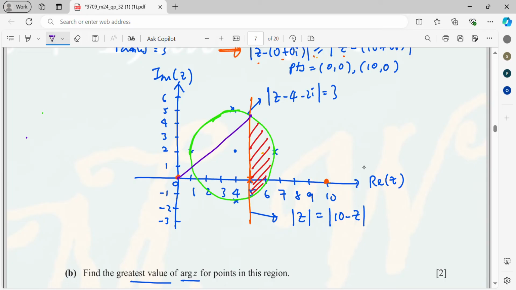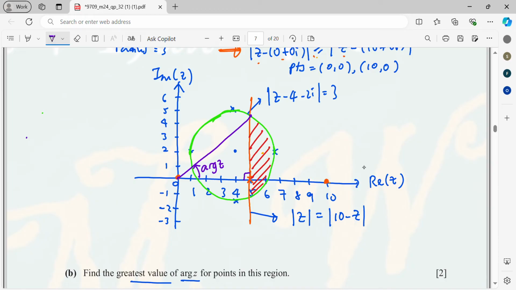Okay, so this is my greatest argument. And now I need to find out what this argument z is. Since this is a right angle triangle, I can just find out what the height is here over the horizontal axis, the adjacent side.